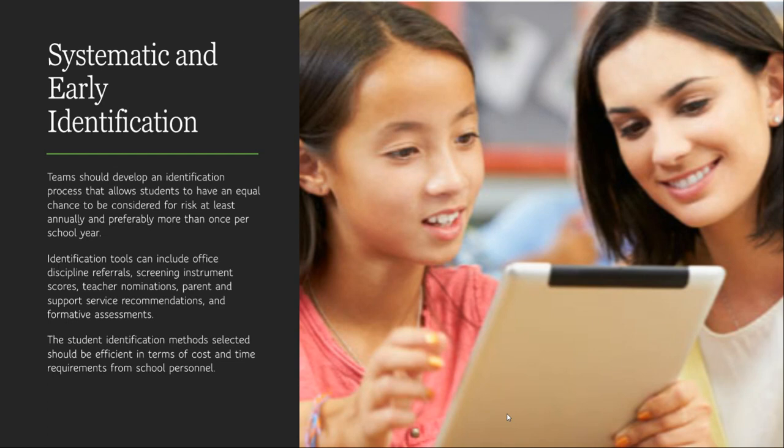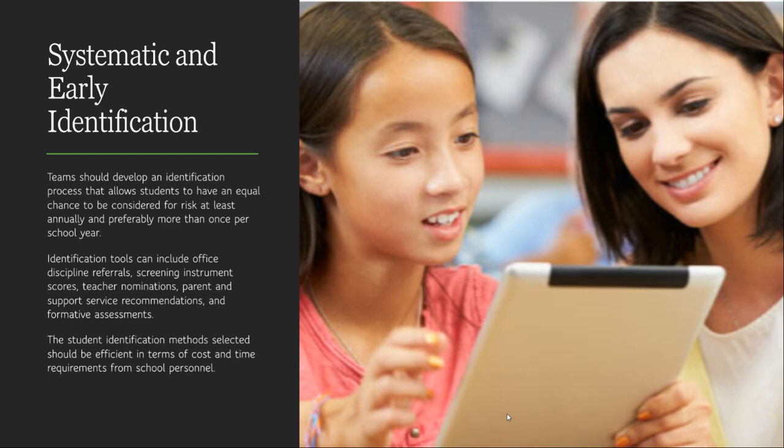Multiple strategies should be used to identify students for Tier 2 supports. Examples of identification tools include office discipline referral, universal screening instrument scores, teacher nominations, parent and support service recommendations, as well as those formative assessments that we may use. It is not necessary to use all possible identification methods.